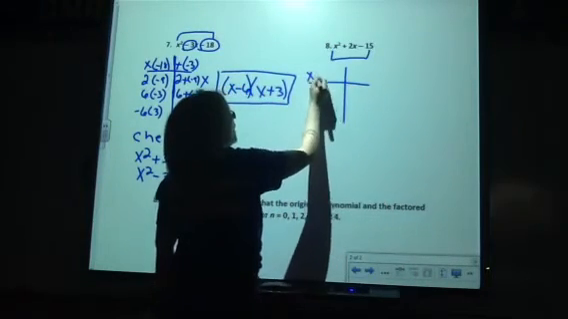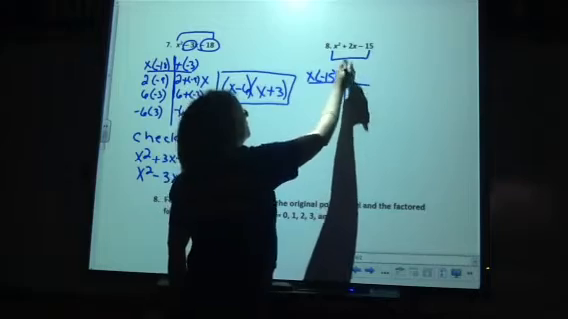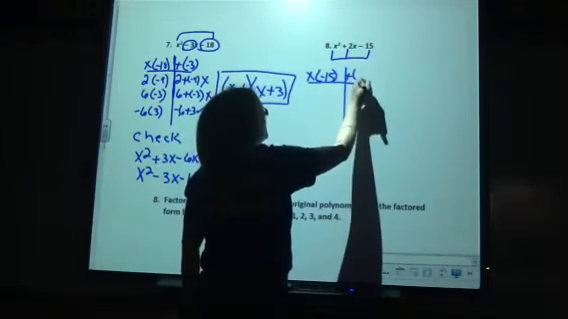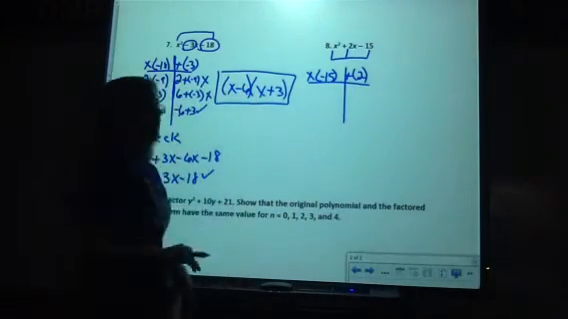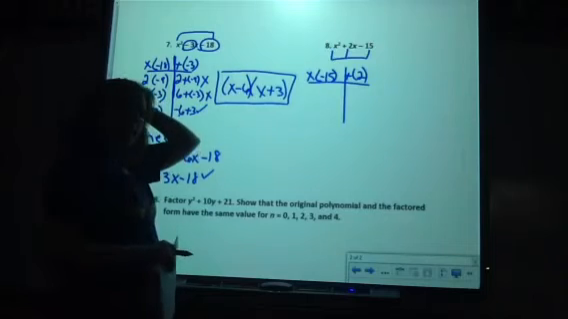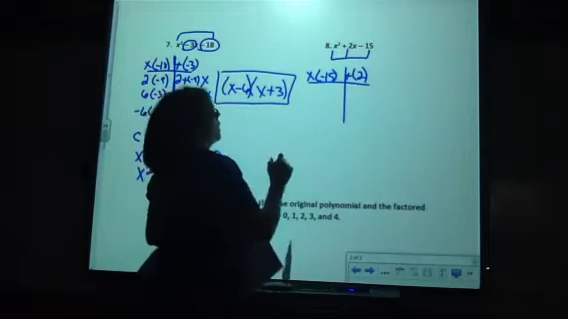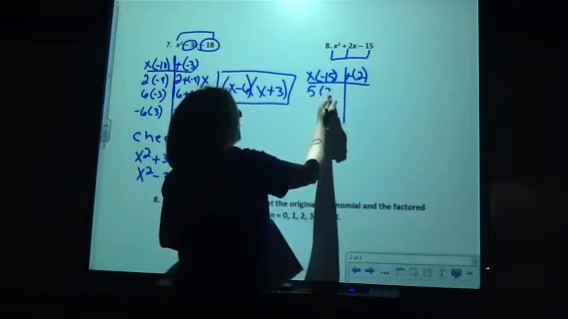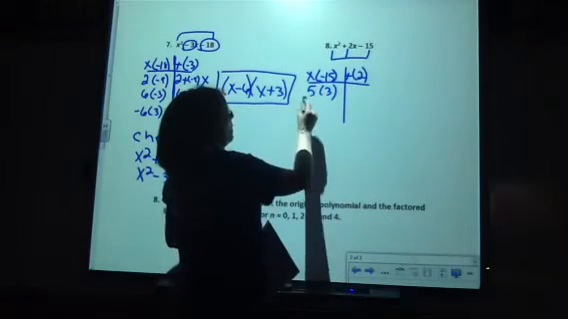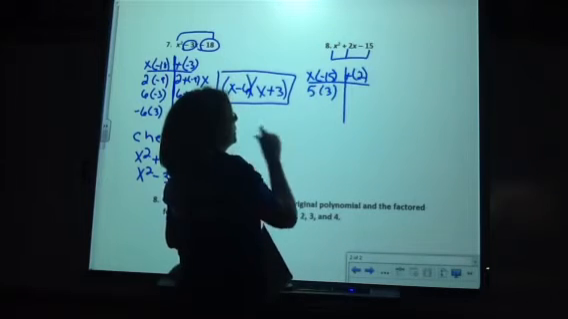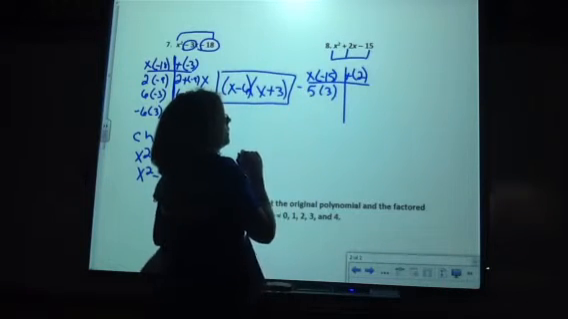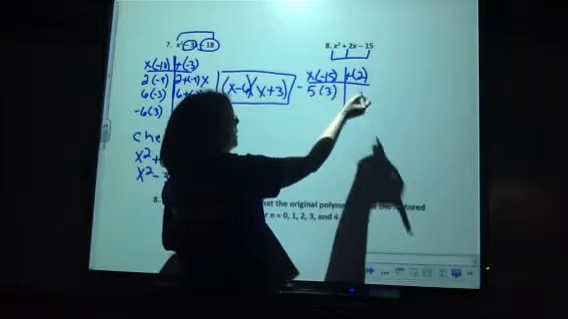So when I multiply, I need a negative 15. And when I add, I need a positive 2. So what factors can I multiply to give me negative 15, but when I add them, I get a positive 2? So let's look at 5 and 3. Well, 5 times 3 is a positive 15, so let's put a negative with that 5. Negative 5 times 3 is a negative 15.